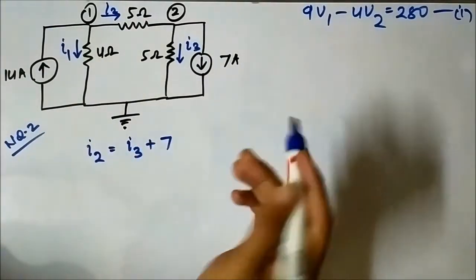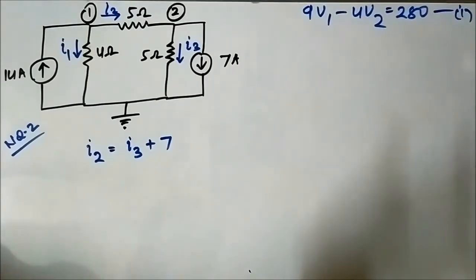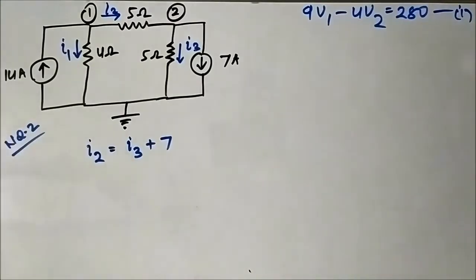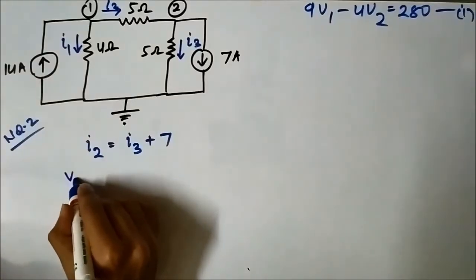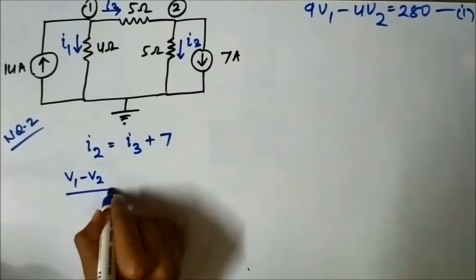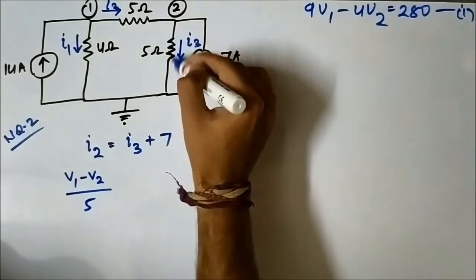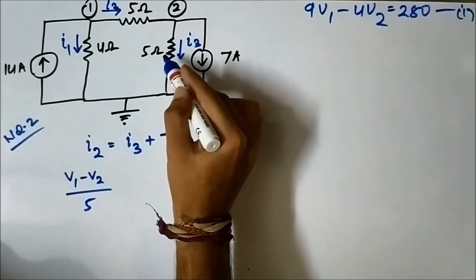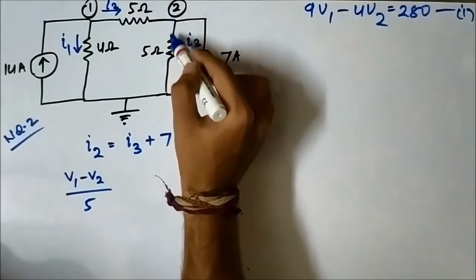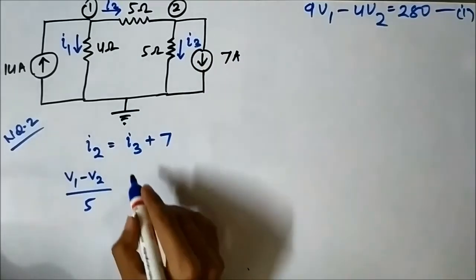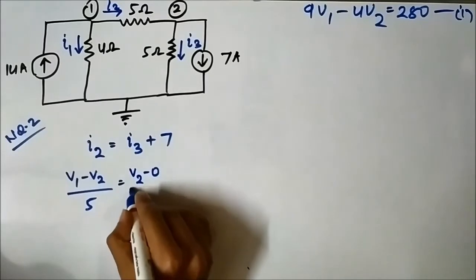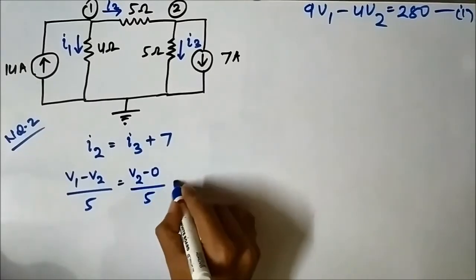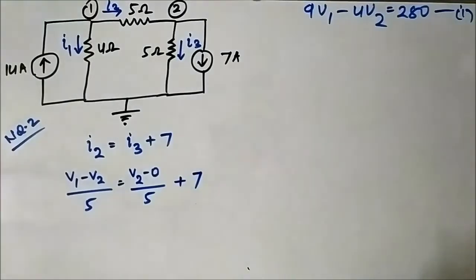Now we have to convert it into nodal voltage form, because current flows from a higher potential to a lower potential divided by the resistance in between, as we did before. So I2 will be V1 minus V2 by 5. I3 is V2 minus ground by 5, that is voltage at node 2, V2 minus 0, as voltage at ground is 0, so it is V2 minus 0 by 5 plus 7.